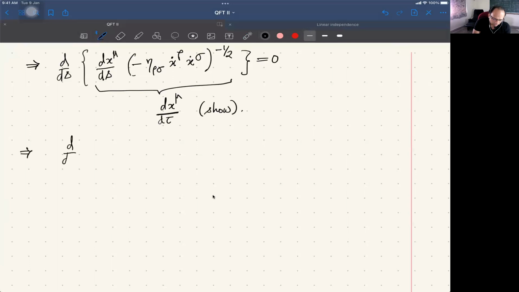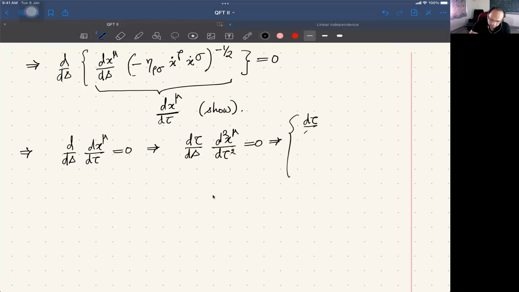So d/ds of dx^μ/dτ is equal to 0, or dτ/ds times d²x^μ/dτ² equal to 0. This implies that either dτ/ds equal to 0, which is the massless case, or d²x^μ/dτ² equal to 0, which is the massive case. Okay.